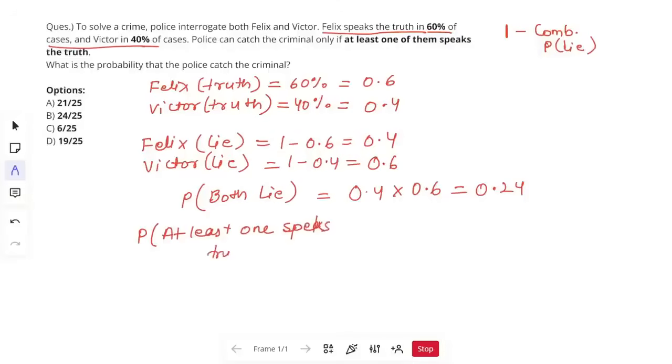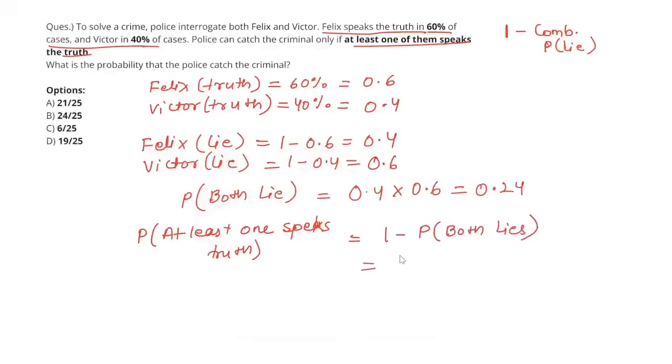If you see in the question, at least one of them speaks the truth. So the probability that one of them speaks the truth is 1 minus the probability of both lying. If we remove the probability of both lying out of 1, we will have only the probability of at least one of them speaking the truth. So see, 1 minus the probability of both of them lying, 0.24. This is going to give us 0.76.